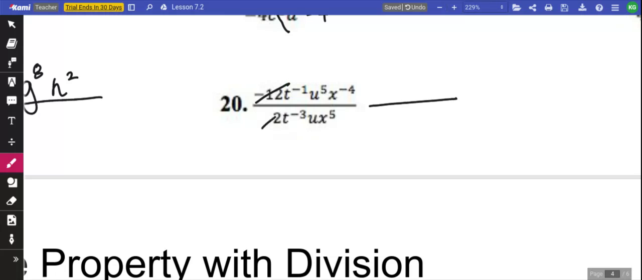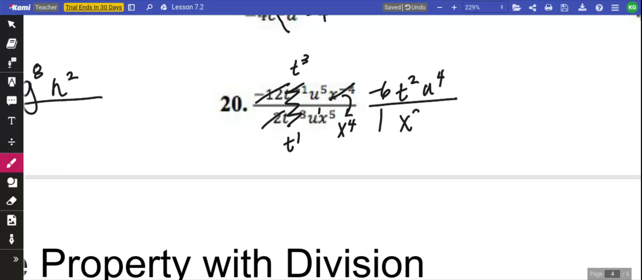Number 20, first I'm going to divide my whole numbers, negative 6 over 1. I need to flip both of the T's to make them positive. Then that would leave me with 2 T's left on top. There's only 4 U's left on top. And this X needs to go down here to become positive. And when I combine those, I'd be left with X to the 9th.